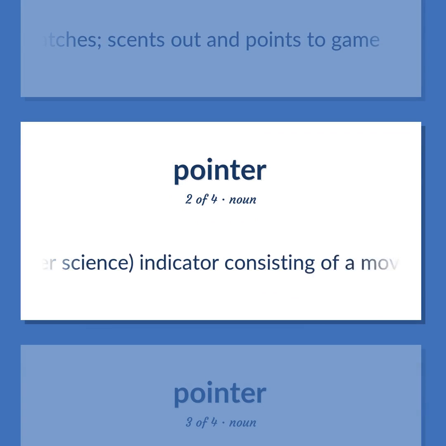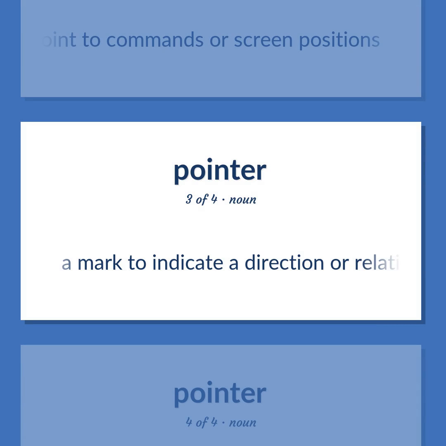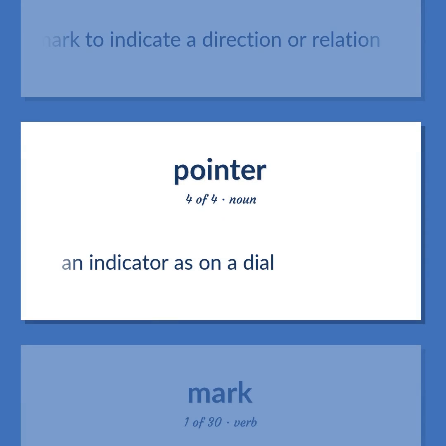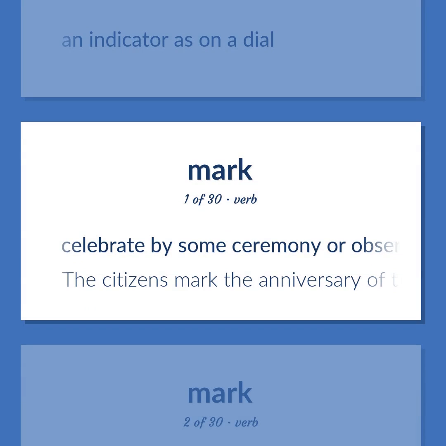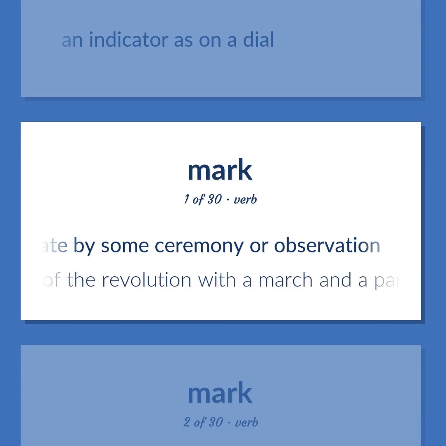Computer science, indicator consisting of a movable spot of light, an icon, on a visual display. Moving it allows the user to point to commands or screen positions. A mark to indicate a direction or relation. An indicator is on a dial. Celebrate by some ceremony or observation. The citizens mark the anniversary of the revolution with a march and a parade.